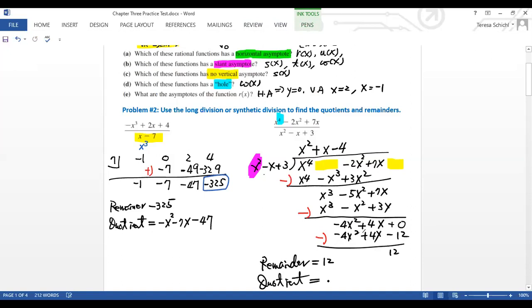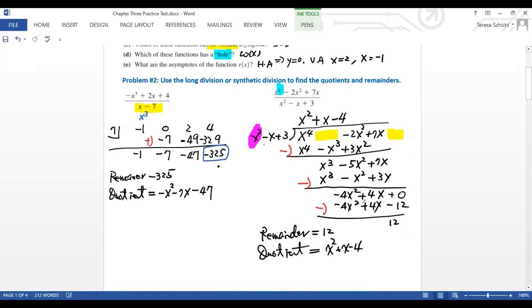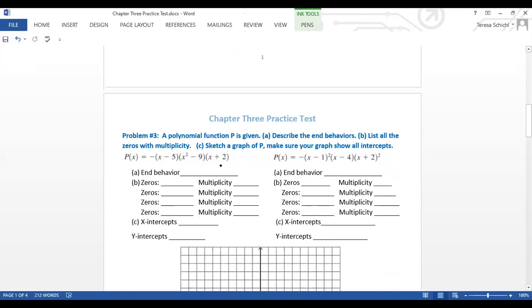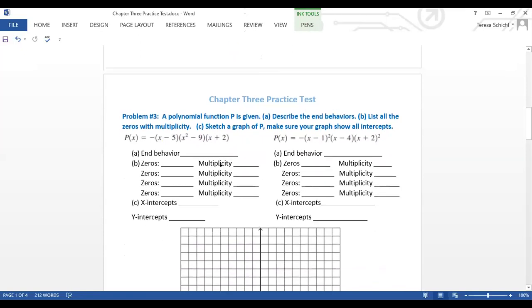So the quotient here will be x squared plus x minus 4, right? Like I said, you need to know how to use synthetic division. Synthetic is a lot easier if your denominator is only x plus something or x minus something. That would be pretty easy here. Okay, so now let's take a look at number 3 here.